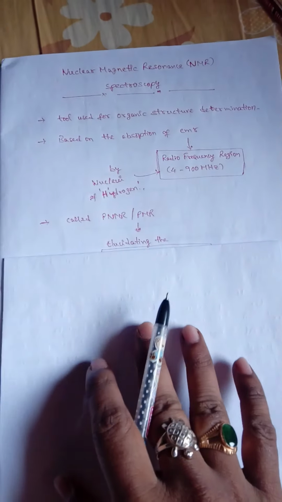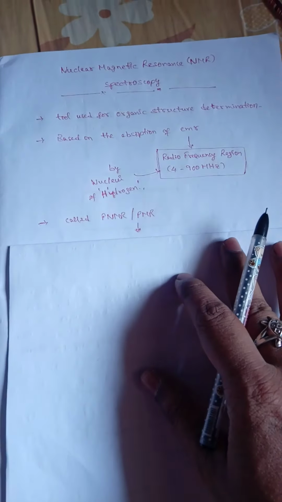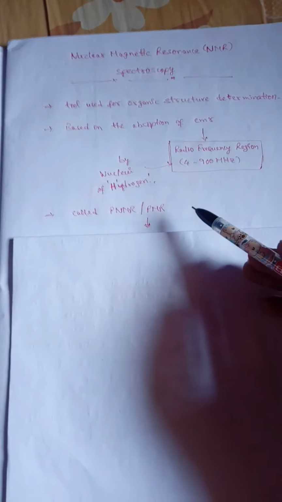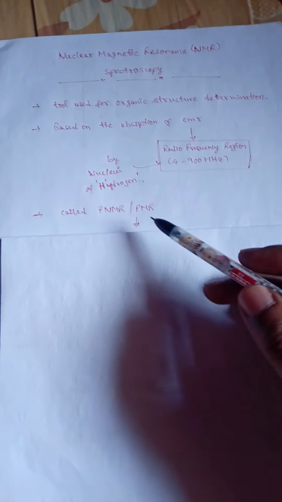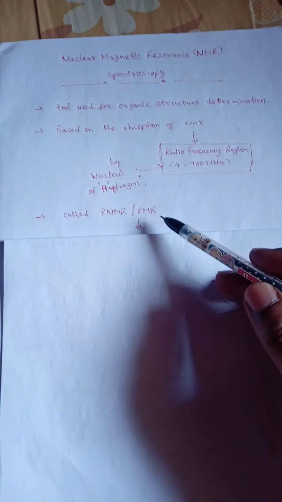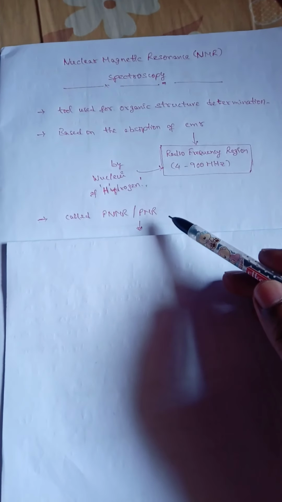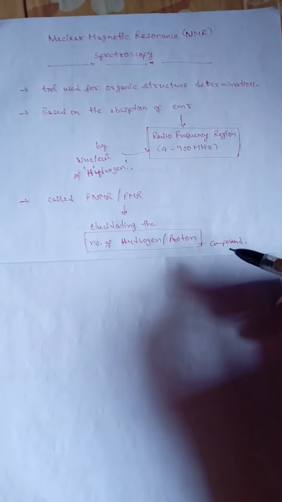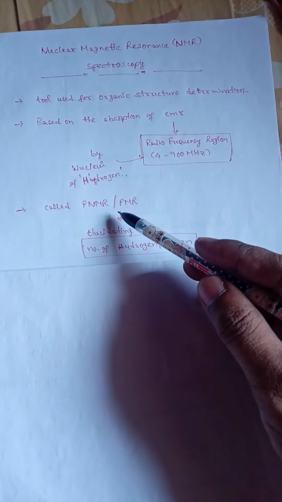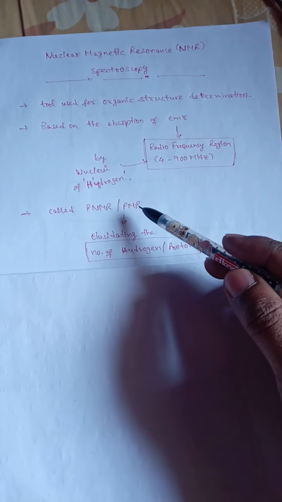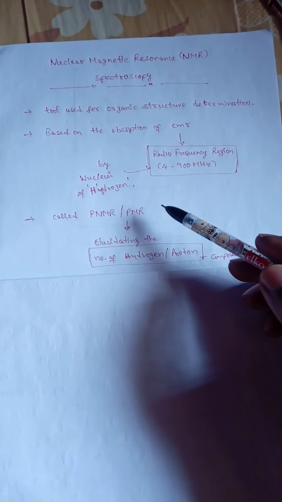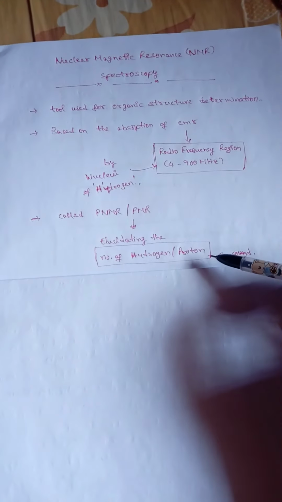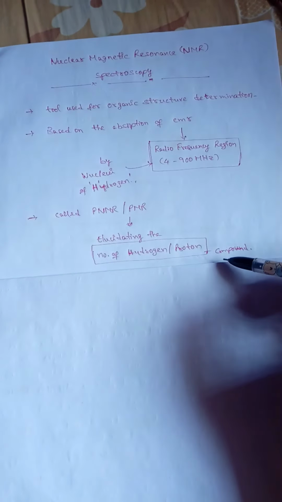Sometimes this method is also known as PNMR or PMR. PNMR means proton nuclear magnetic resonance spectroscopy, and PMR means proton magnetic resonance spectroscopy. This method is used for elucidating, that is explaining, the number of hydrogen atoms or protons in the compound.